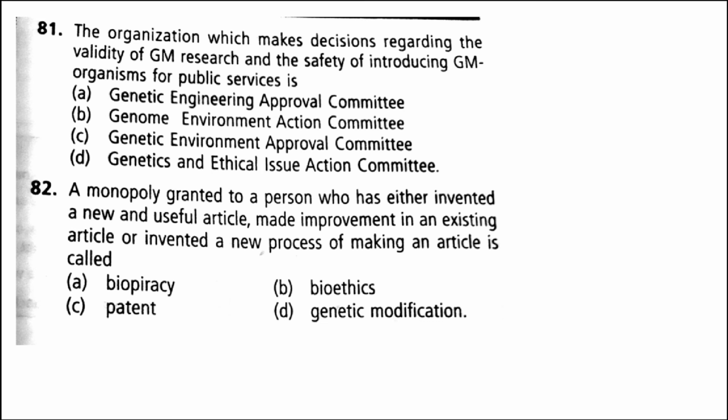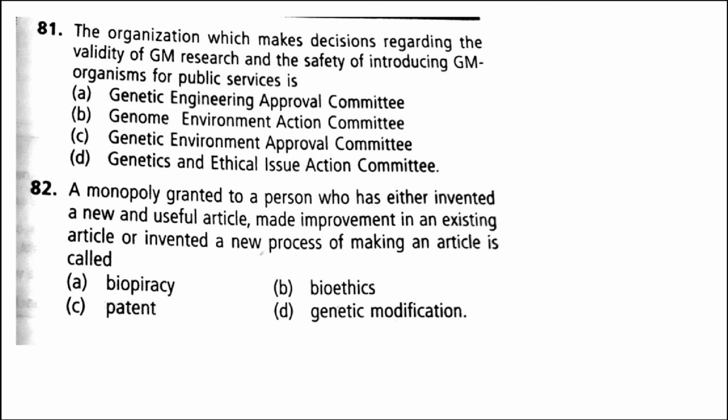Next, a monopoly granted to a person who has either invented a new and useful article, made improvement in an existing article, or invented a new process of making an article is called A, biopiracy, B, bioethics, C, patent, D, genetic modification. And the answer is option C.